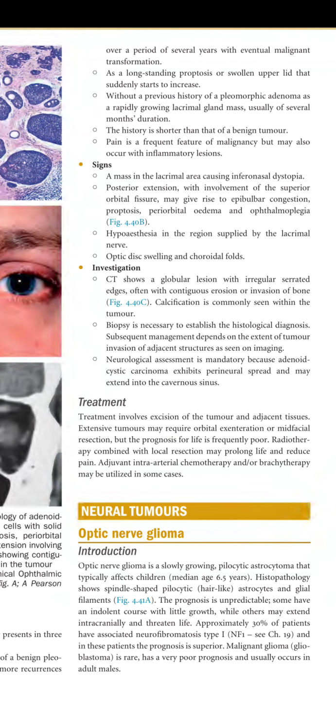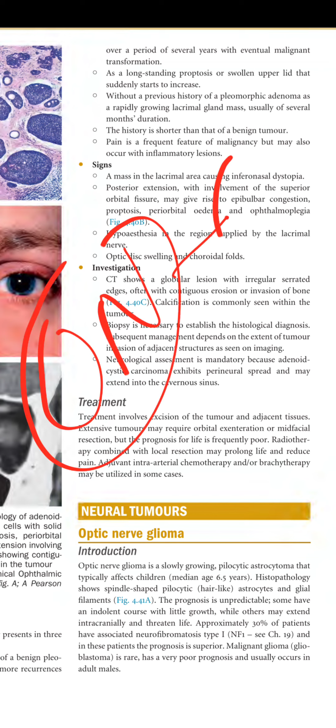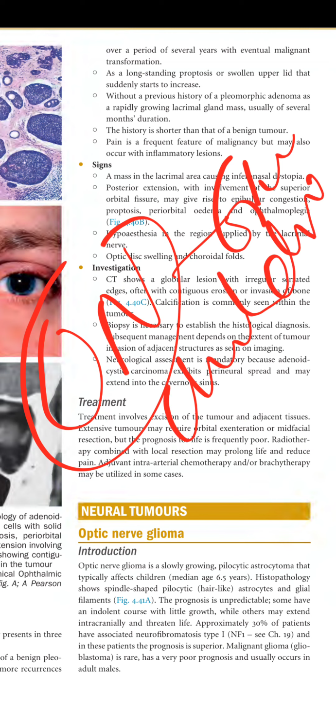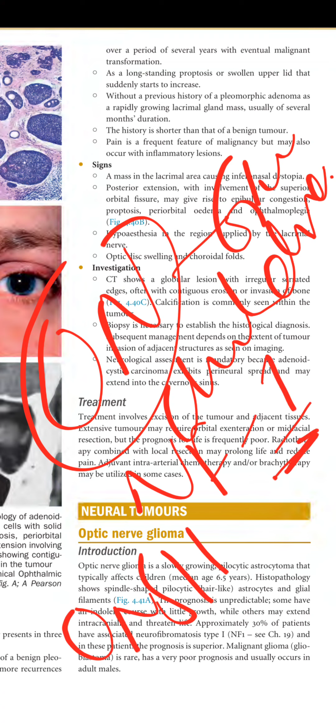So optic nerve glioma, remember these are very important topics. The glioma usually occurs in children, and it has an association with NF1, whereas optic nerve sheath meningioma occurs in middle-aged women and has a strong association with NF2.